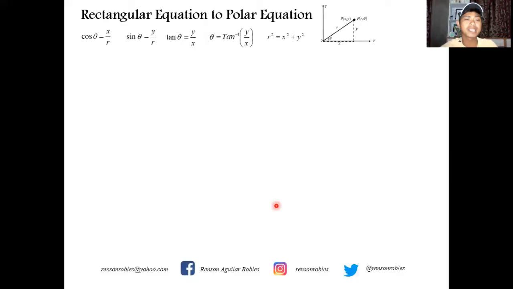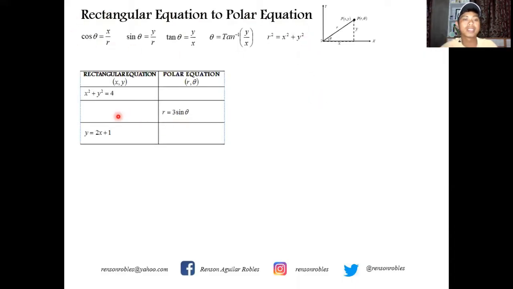Okay. Say we want to convert a rectangular equation to a polar equation or vice versa. So we will be using all these quantities derived earlier. Say we want to fill in this table. We have x squared plus y squared equals 4 in rectangular form, and we want to find its polar equation. Again, r squared equals x squared plus y squared, so this x squared plus y squared can be replaced by r squared. So this circle with center at the origin and radius equal to 2 is represented by r squared equals 4 in polar form.